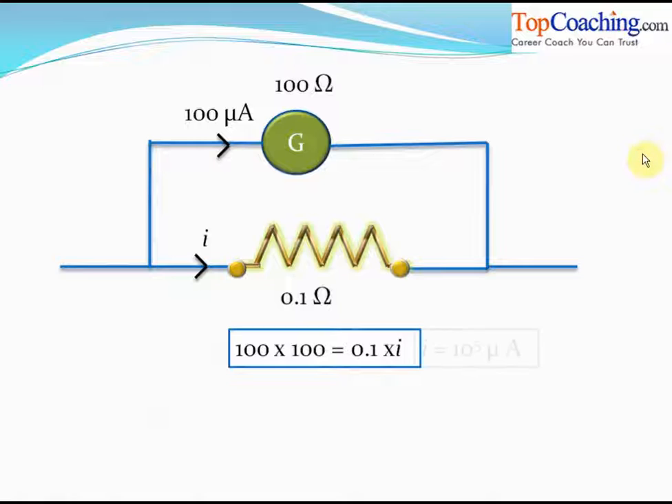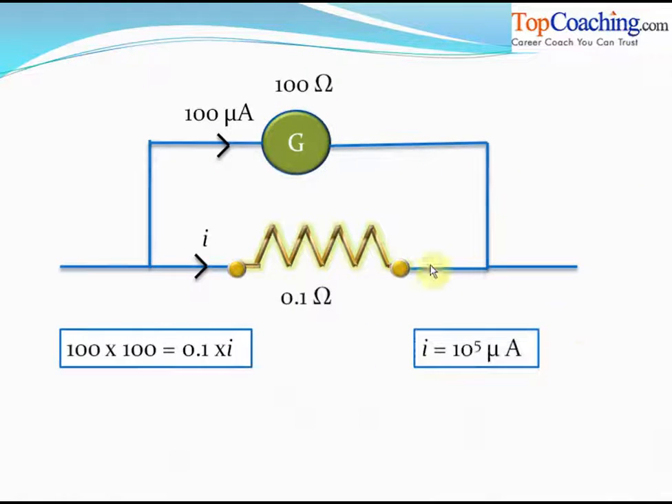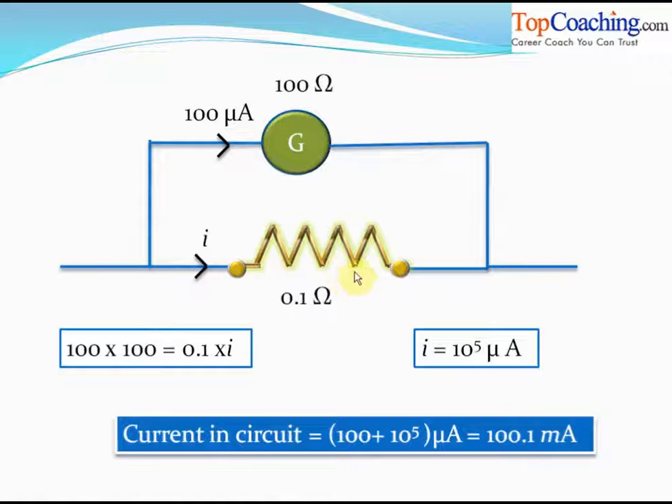So there you go. I comes out to be 10 raised to 5 microamperes when you simplify this expression. So the net current passing through the circuit is 100 plus 10 raised to 5 microamperes, that is 100.1 milliamperes. This is the value of the net current passing through the circuit, such that the galvanometer has 100 microamperes passing through it and the shunt resistance has 10 raised to 5 microamperes passing through it.